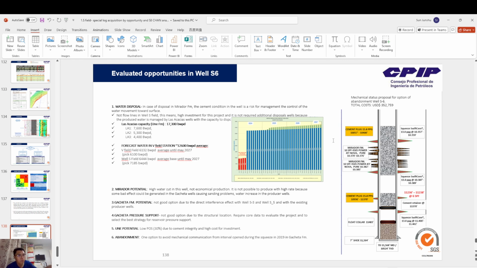For reservoir pressure support, Woolley potential. Low probability of success, only 30%, due to cement integrity and high cost of investment. Abandonment. One option to avoid mechanical communication from the interval opened during the squeeze in 2018 in Gajita Formation.